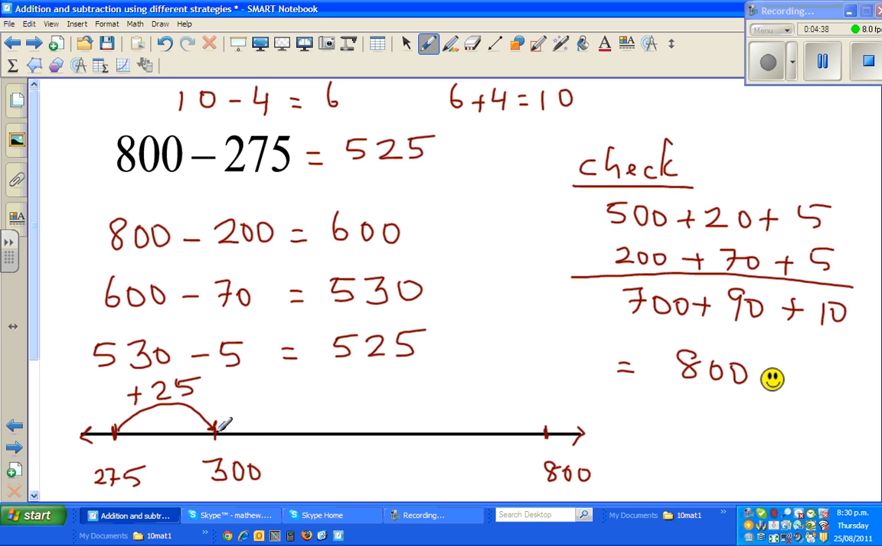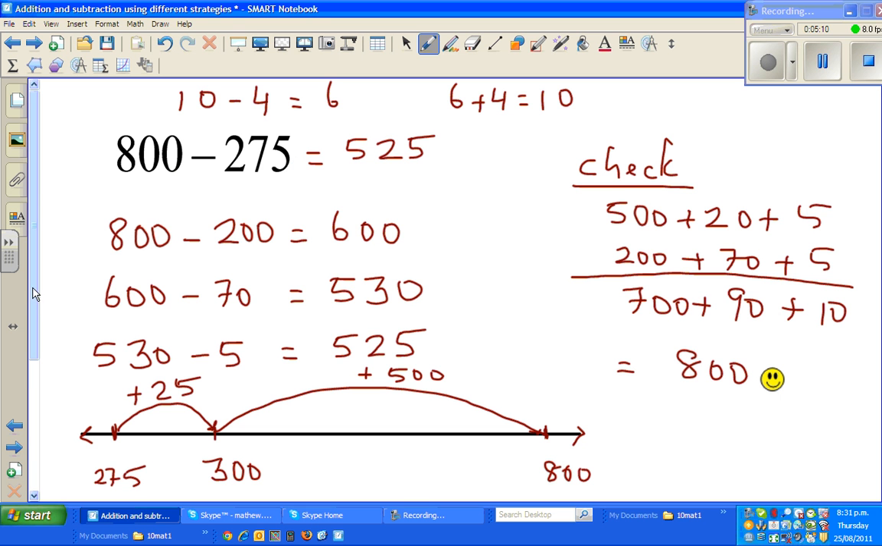Now what is 300 plus what gives me 800? You should know that is 500. And here is your answer. You can see the answer is 525, and that's what we got here. Or if you go backwards, 800 minus 525 is 275. That's also a different way.